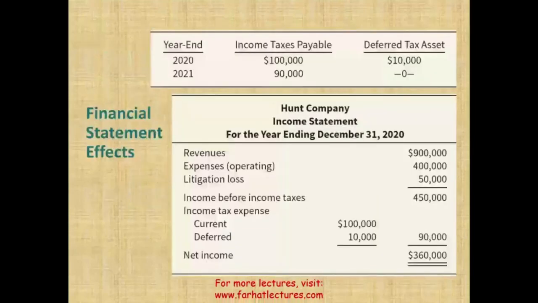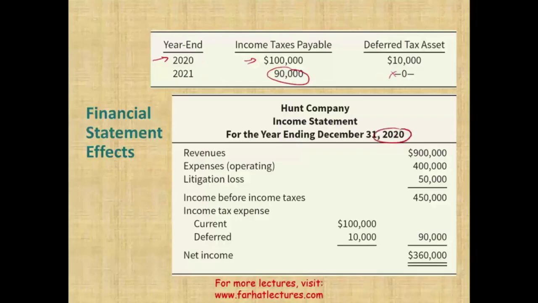So let's take a look from a presentation perspective. For 2020, your income taxes payable is 100,000. Your deferred tax asset is 10,000. In 2021, you pay the IRS 90,000 and you no longer have a deferred tax asset.